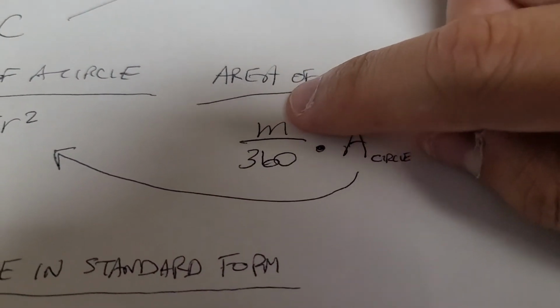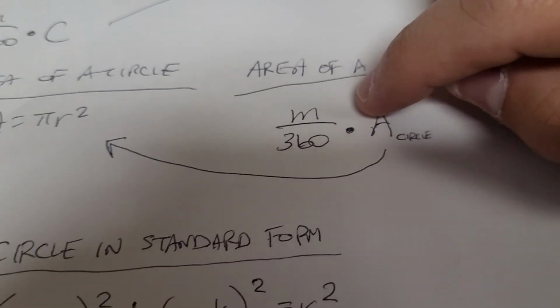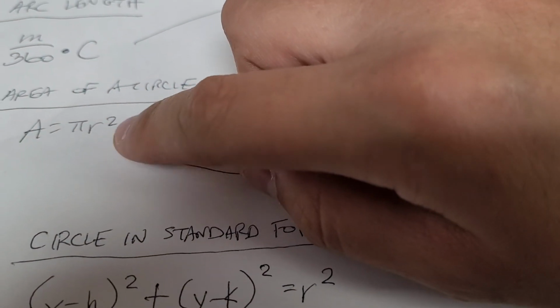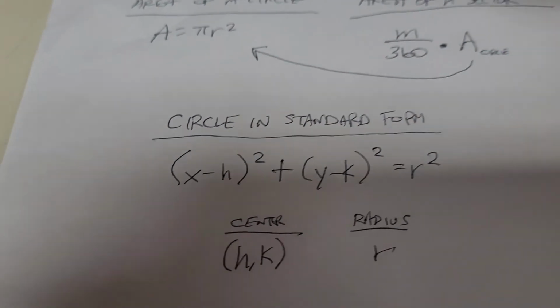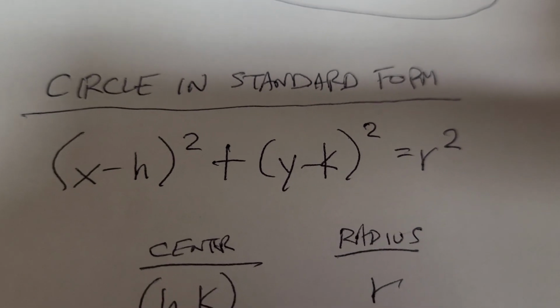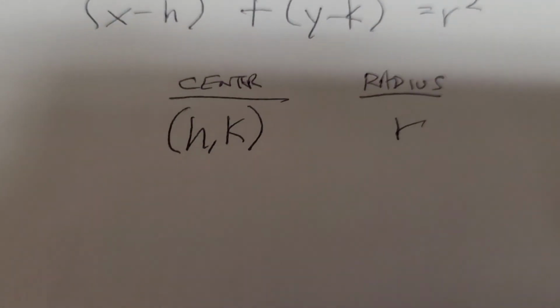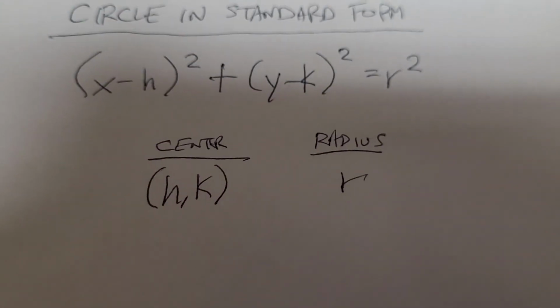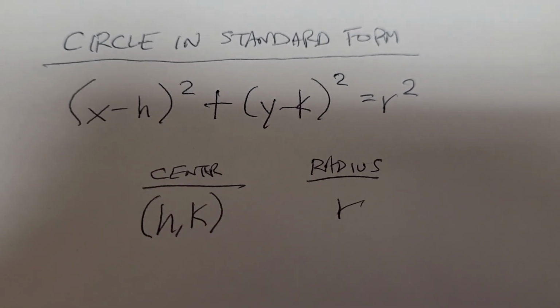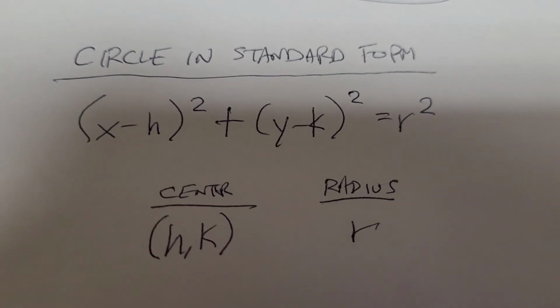The area of a sector, you're just saying the measure of the angle they give you divided by 360, times the area of a circle, which is pi r squared. Okay, remember we just did that with the circle in standard form: (x minus h) quantity squared plus (y minus k) quantity squared equals r squared. Just remember from that, your center is always going to be at the point (h, k), and your radius is r.